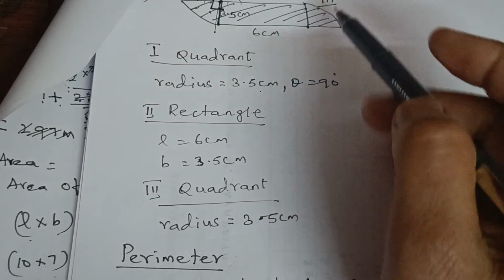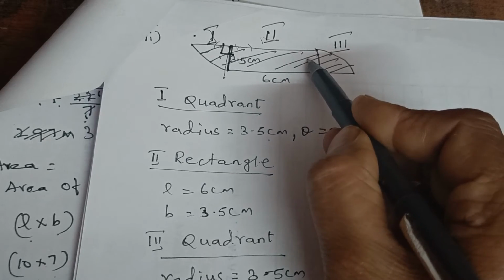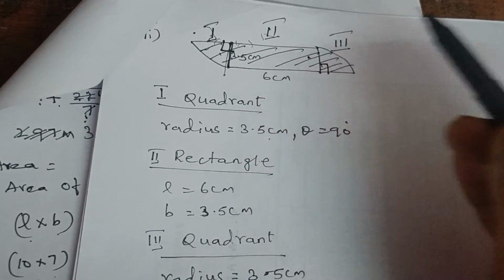The radius is 3.5 because this breadth is the radius for the quadrant. This radius is 3.5 and the angle is 90 degrees.